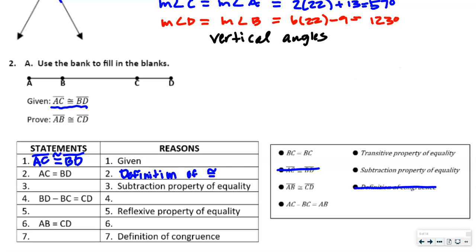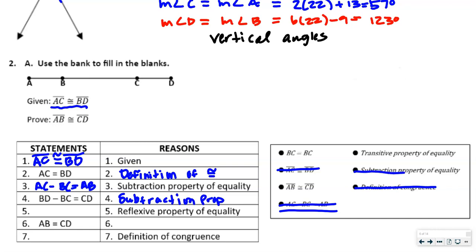Then it says subtraction property. So what's the only thing on the left, y'all, that has subtraction property as a step? It's this one right here, right? So that's going to be AC minus BC is equal to AB. So we'll mark through that one. And then what do you notice in step 4? It is the subtraction property. So I'm just going to write subtraction prop.